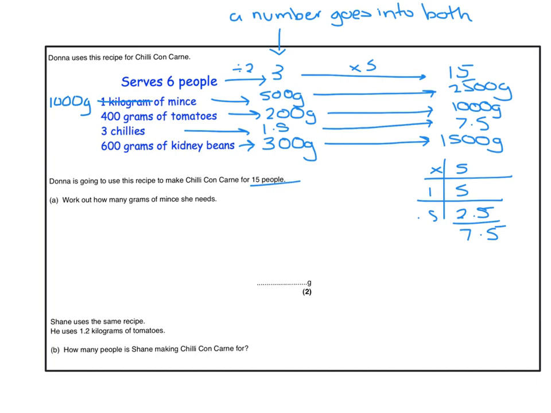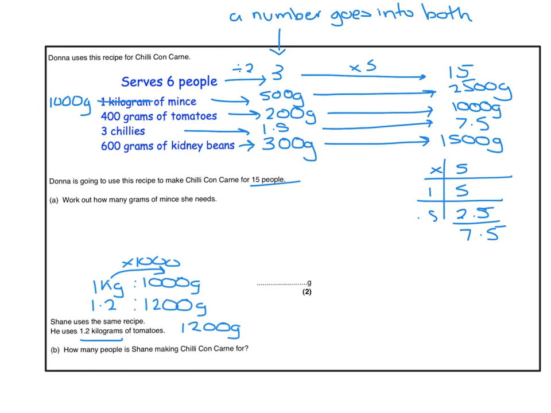Shane uses the same recipe, but he uses 1.2 kilograms of tomatoes. Now remember, the first thing I'm going to do is change this 1.2 kilograms to 1,200 grams. Remember, 1 kilogram is 1,000 grams. So to get from kilograms to grams, I need to times by 1,000. So 1.2 times by 1,000. I could use my place value table if I needed to. It's 1,200 grams.